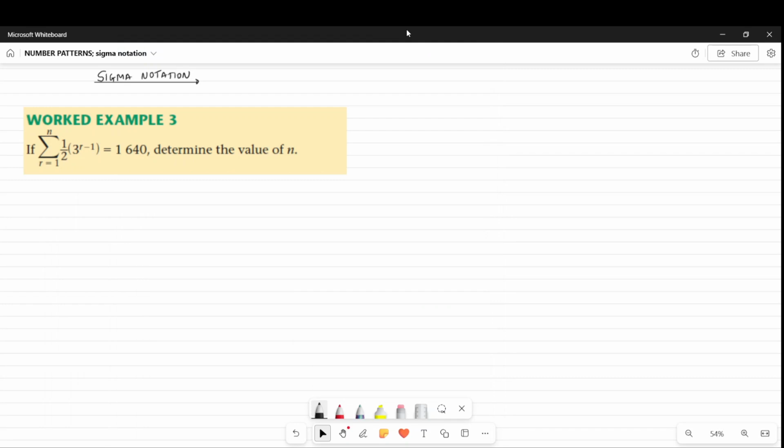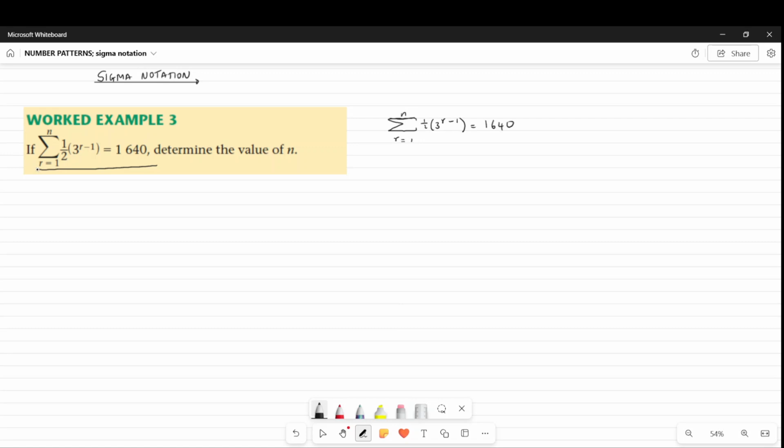On sigma notation. In this worked example, we have an equation that determines the value of n. As you can see, we have a sigma notation, and we know sigma notation means sum. So now we're dealing with a sum. The upper limit is n and r is equal to 1, and here is half, open bracket, 3 to the power of r minus 1, close bracket, is equal to 1640.